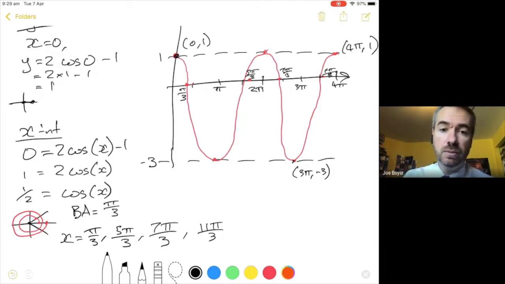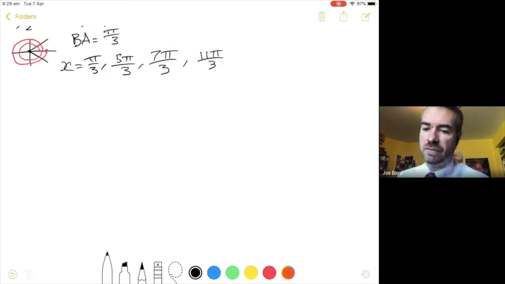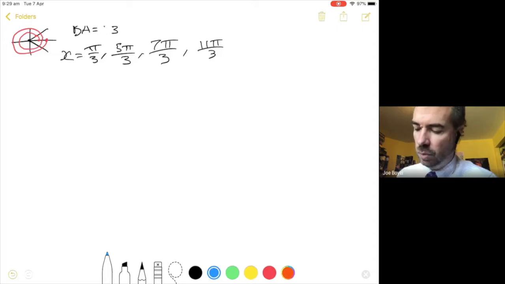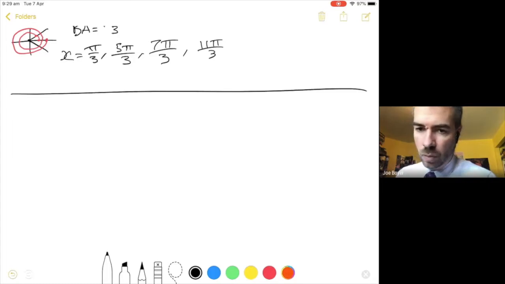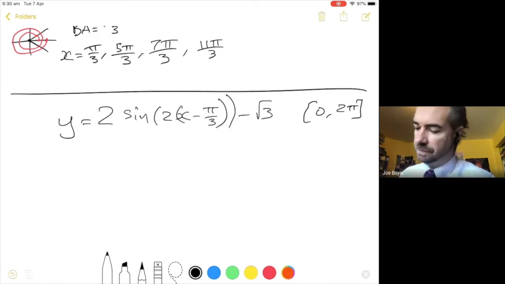I should point out the next really complex one that I'm going to do is about as hard as it gets. This next one is definitely an A standard question. There's going to be a lot of stuff going on here. So let's have a look at y is equal to 2 sine 2x minus pi on 3 minus √3. There's a lot going on there, so I won't overcomplicate it with a difficult domain. Let's keep our domain over 0 to 2 pi.